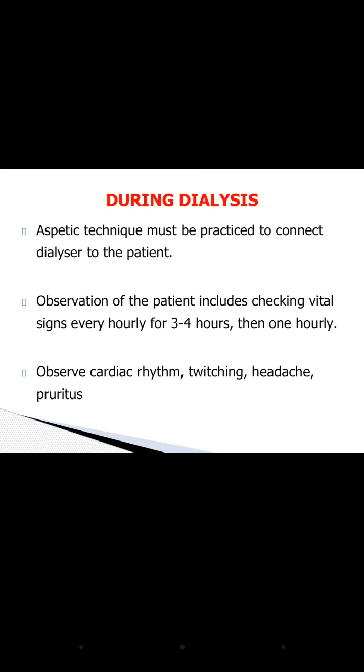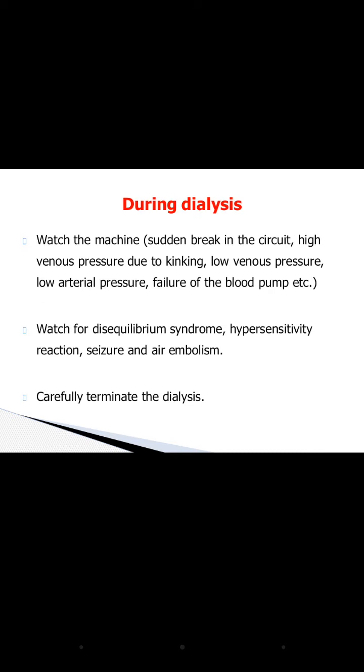Observation of the patient includes vital signs, which should be checked hourly for the first 3 to 4 hours, and then half hourly. Then observe for the cardiac rhythm, headache and pruritus, which may show complications. Watch the machine. There must not be any sudden break in the circuit. There should not be any kinking, so that venous pressure may get high. There may be low venous pressure, low arterial pressure, or the blood pump may fail. Watch the machine for any discrepancy.